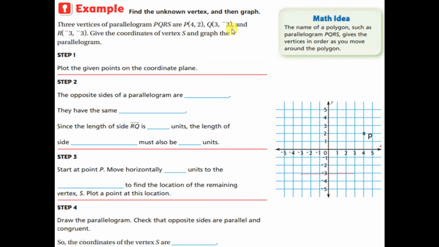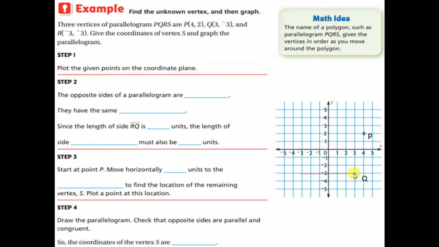Q is 3, minus 3. So again, we start from the origin. We go right or left. It's positive 3, so we go right 3. Then we go up or down. If it's positive, up. Negative, down. It's negative 3, so we go down 3. So the point is here.